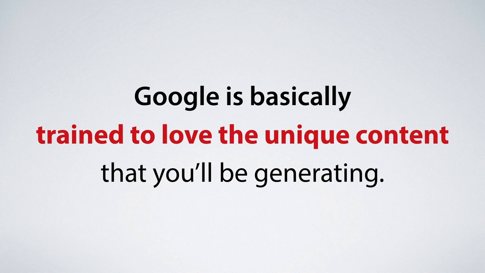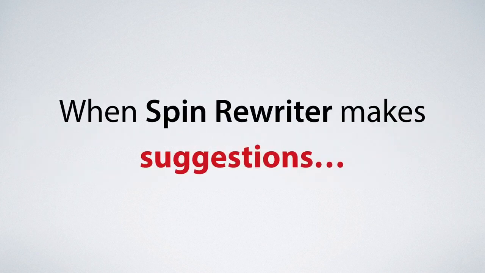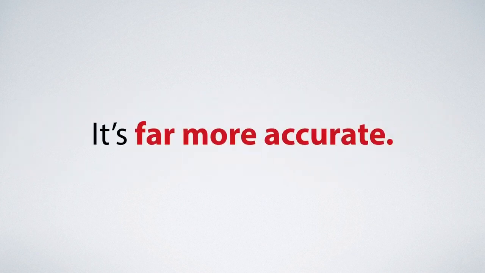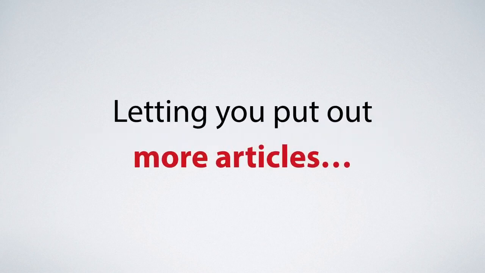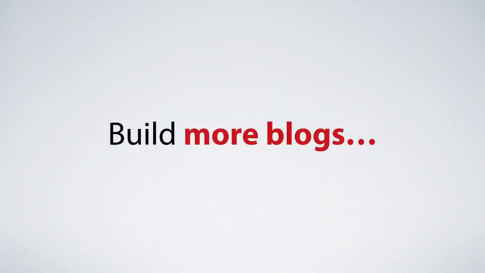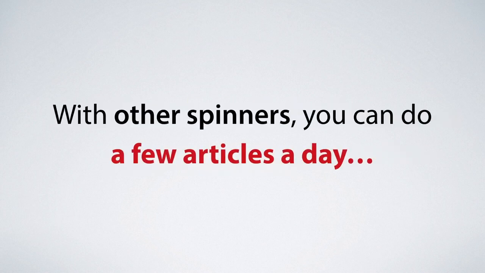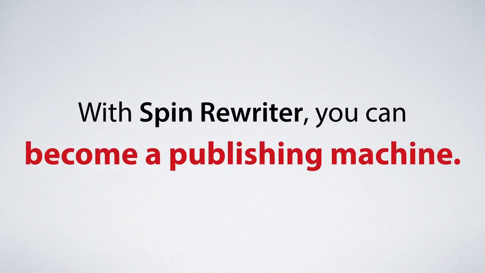Our ENL semantic spinning technology also guarantees that when Spin Rewriter makes suggestions, it's far more accurate, saving you far more time, letting you put out more articles, build more blogs, and get more links for your money sites. With other spinners, you can do a few articles every day. With Spin Rewriter, you can become a publishing machine. And all of this is important because if you want to get really profitable rankings, you're going to need a lot of blogs and a lot of links, which means you're going to need almost unlimited content. With Spin Rewriter, you can generate as much unique content as you need, and you can do it in seconds. Let me show you how.